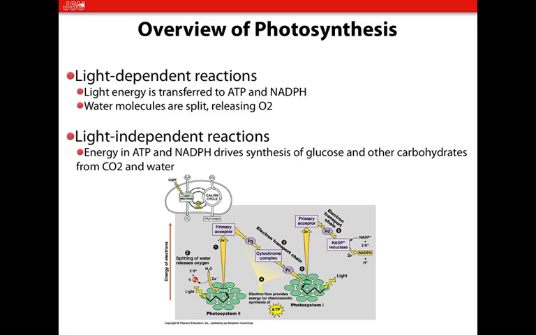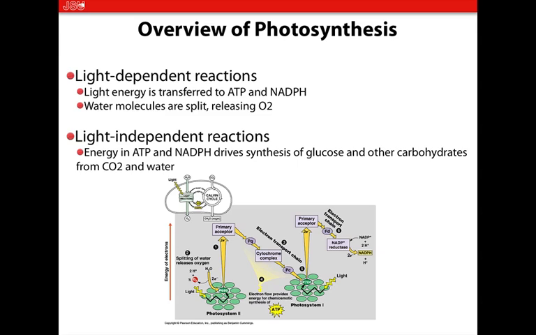Very important point here is there are two separate reactions to photosynthesis. You have to know this. There are light-dependent reactions and light-independent reactions. Light-dependent reactions require light. You might have heard of these as the light reaction and the dark reaction in high school. Same idea, just a different name for them now. Light-dependent reactions require light. They come first. Light-independent reactions use the products of the light-dependent reactions and come second.